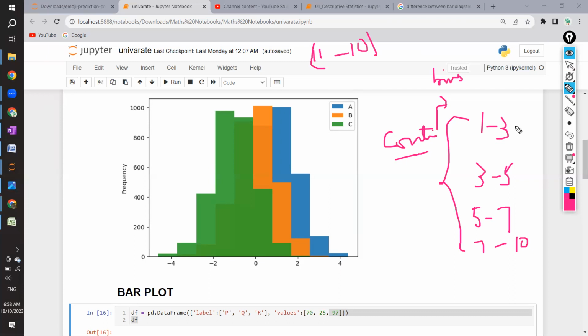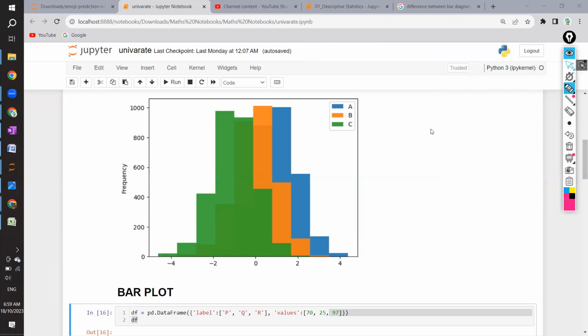So 1 to 3 will be the first bin, and from 3 to 5 the second bin, 5 to 7 the third bin, 7 to 10 the fourth bin. Every value you take should fall somewhere in between. Any new value that is coming should belong to one of these bins. Since there are no gaps between these bins, you cannot see any gaps over here. So a histogram will always be continuous, guys.